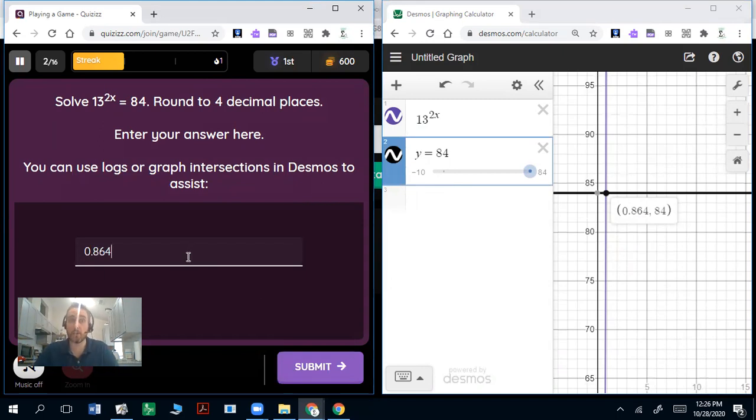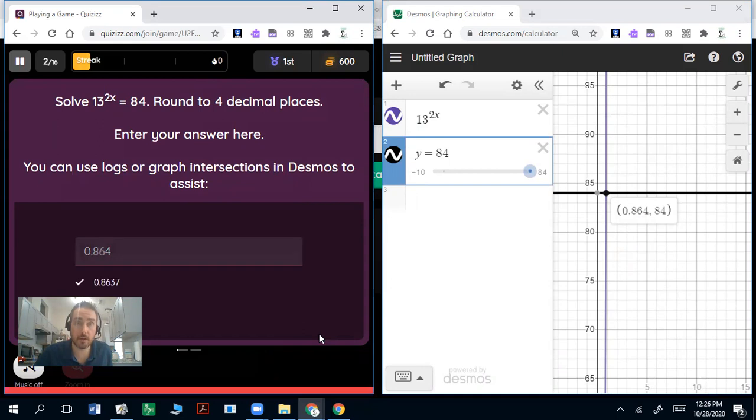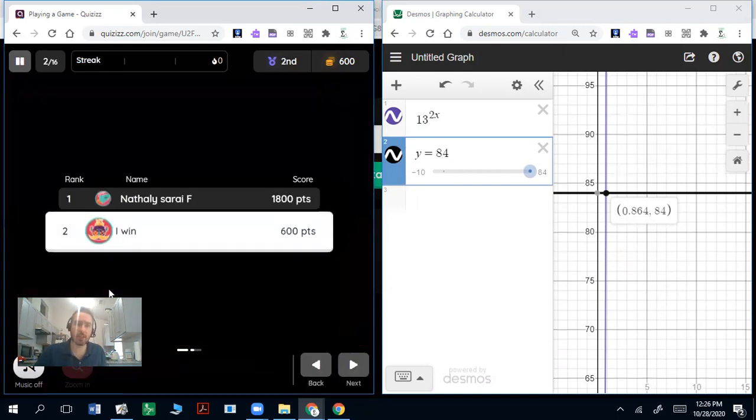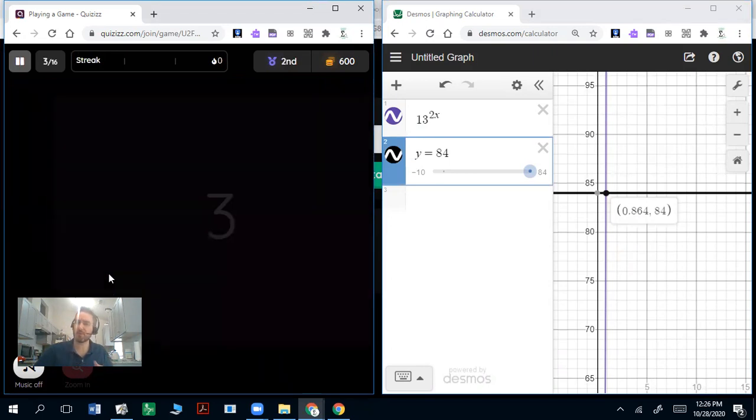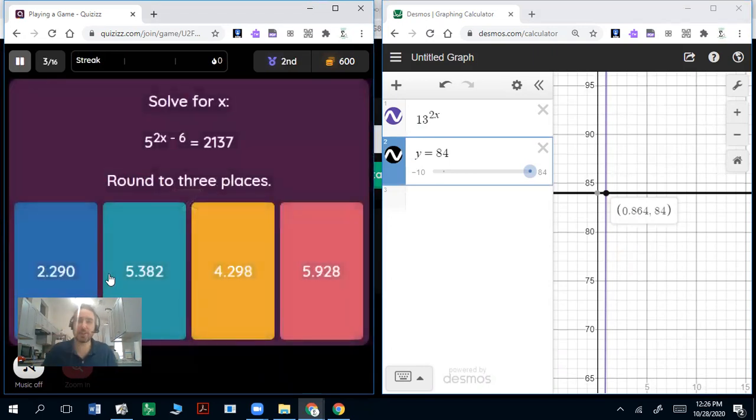We can also use logarithms to do this, but you can look at my previous example for that method. Oh, it says it's incorrect. That's because I rounded incorrectly. It should be 0.8637. No worries. Canvas test will allow for rounding errors, like myself included.